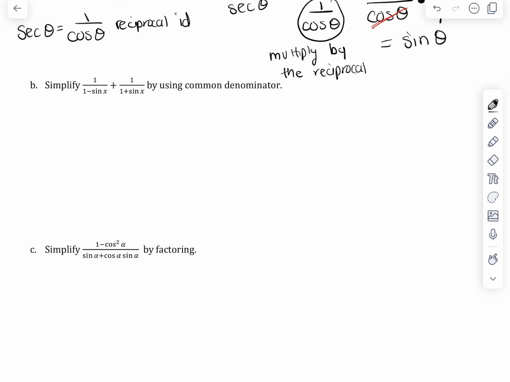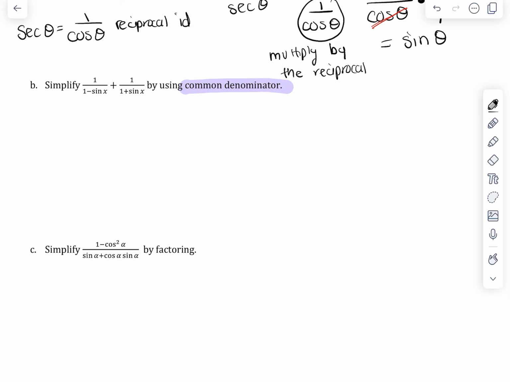Okay, another very common simplifying technique you're going to use when it comes to doing trig identities is using a common denominator. This is going to be very common when you have two separate fractions, and that's exactly what I have right here. I have 1 over 1 minus sine x, that's my first fraction, and 1 over 1 plus sine x, that's my second fraction.